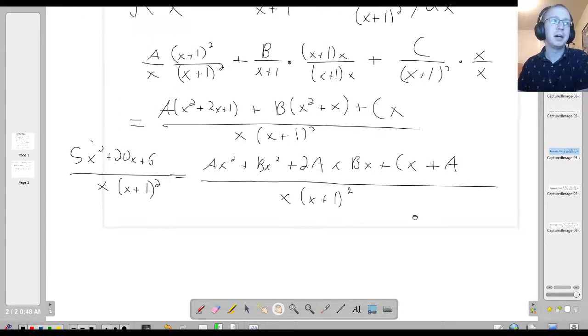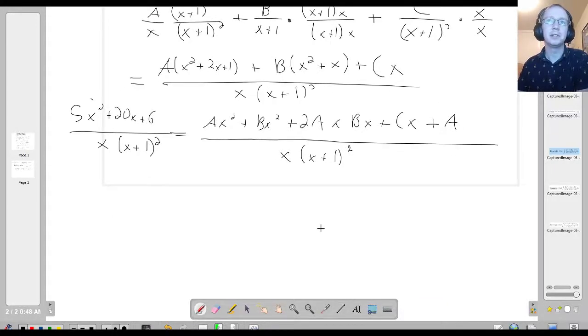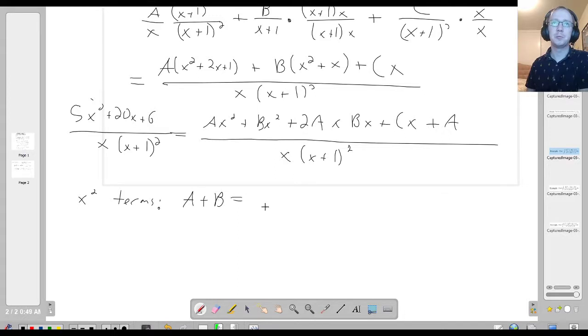Well, now that I've combined things, I can go ahead and make a system of equations. So let's start with the x squared terms. If I look on the right, my x squared terms are a plus b, right? That's the coefficient of x squared. So a plus b is equal to, well, if I look on the left, I see the x squared term is 5. So apparently a plus b equals 5.